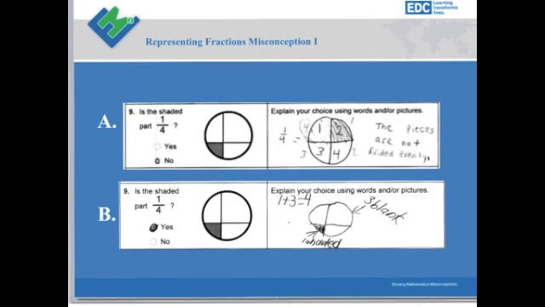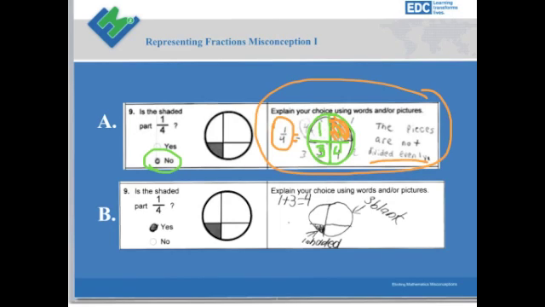In the final item, let's look closely at the thinking behind the student's responses. In example A, the student chose the answer no. Then the student redrew the figure, dividing it into 4 equal pieces, numbering the 4 pieces, and shading in one of those 4 pieces. The student then indicated that that 1 piece equaled 1/4. The student then went on to explain the pieces are not divided evenly. All of this evidence suggests that the student was considering the size of the pieces when determining an answer.